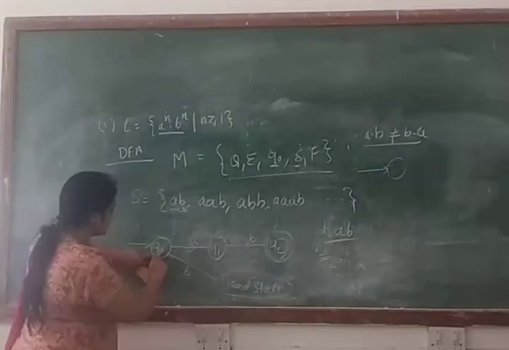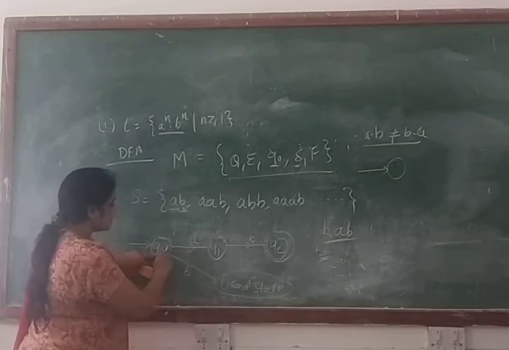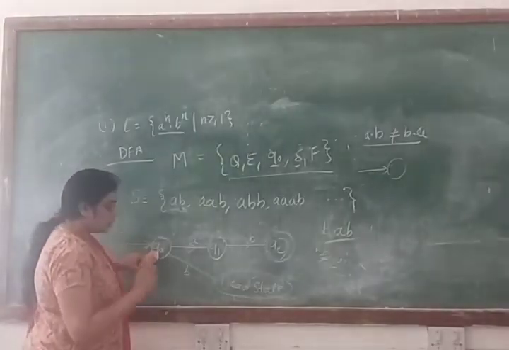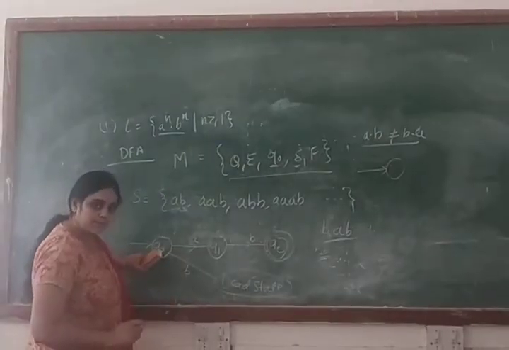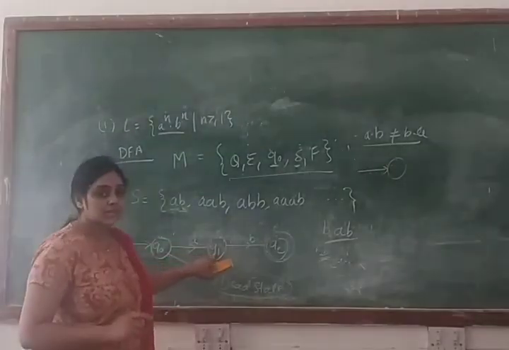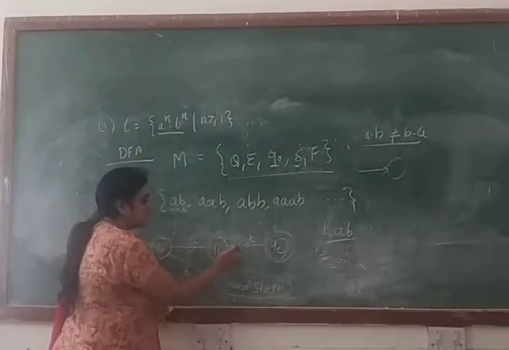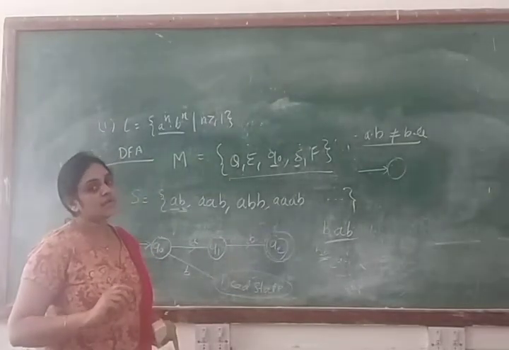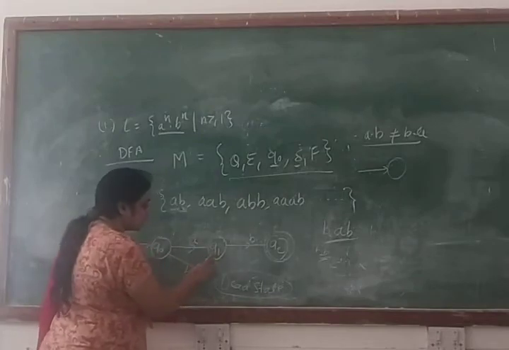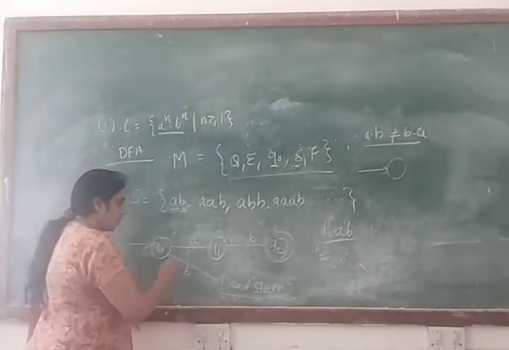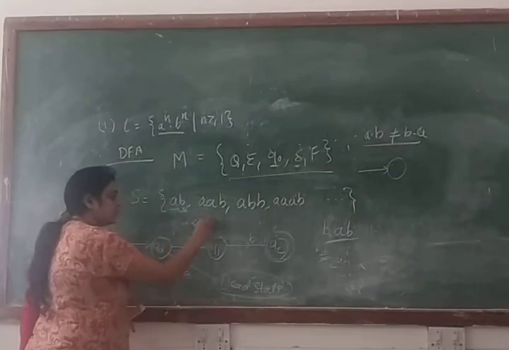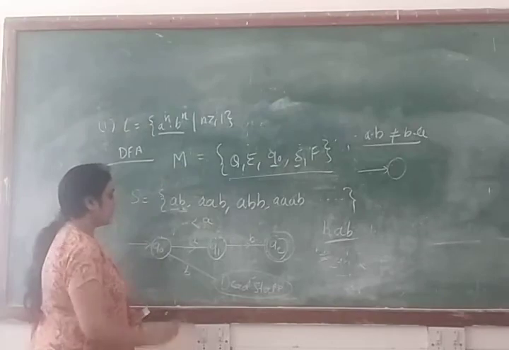Now from the Q0 state, you can check that Q0 has a transition for input symbol A from Q0 to Q1, and also Q0 has a transition for input symbol B to the dead state. Clear? Now we will check from the state Q1. Q1 has a transition for input symbol B, but it doesn't have a transition for input symbol A. So check it. Can we make a transition from Q1 to Q0 for the input symbol A? In that case, what will happen?